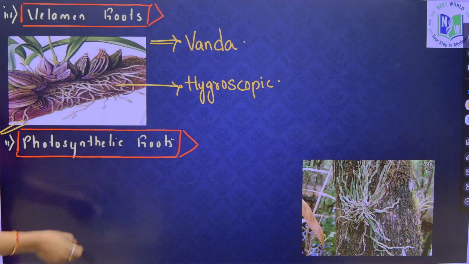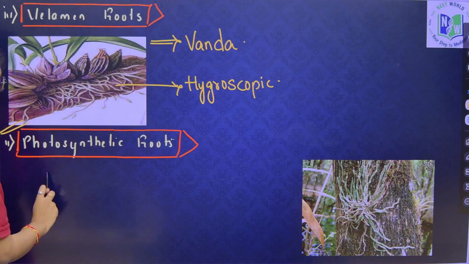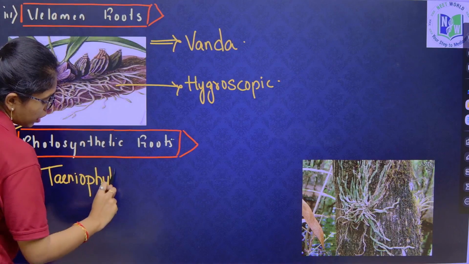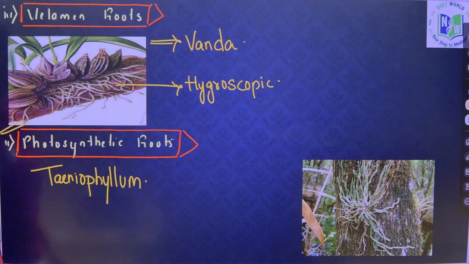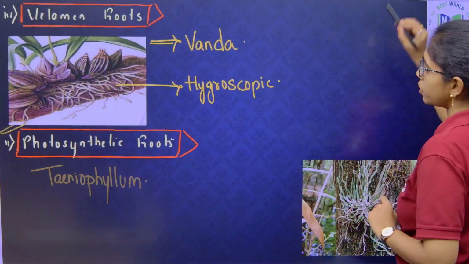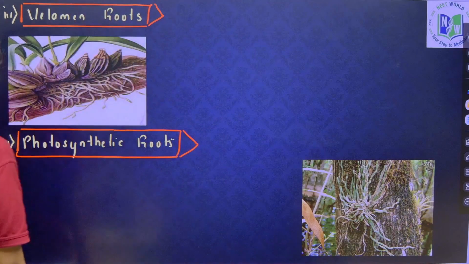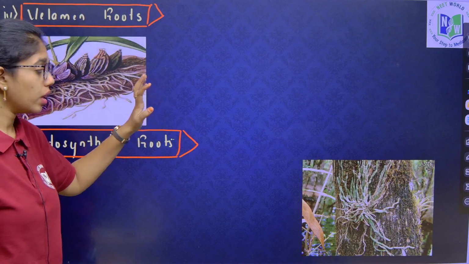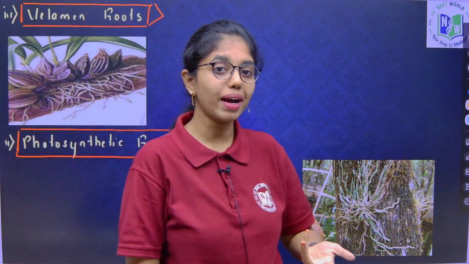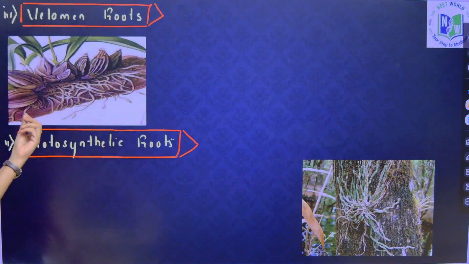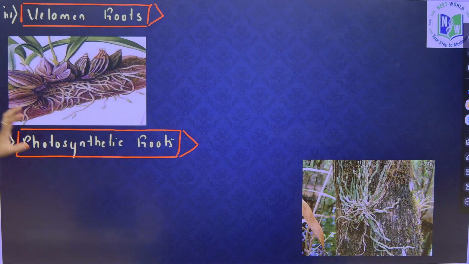And then photosynthetic roots. Best example includes Taeniophyllum. They are green structures. These roots conduct photosynthesis, that is why they are called photosynthetic roots. These velamen roots and photosynthetic roots are important modifications and should be learned by EAPCET aspirants as well. In NEET, most probably velamen roots and photosynthetic roots will not be asked, but for EAPCET students it is mandatory to learn.